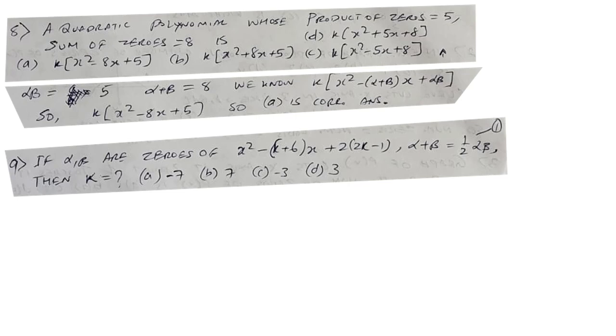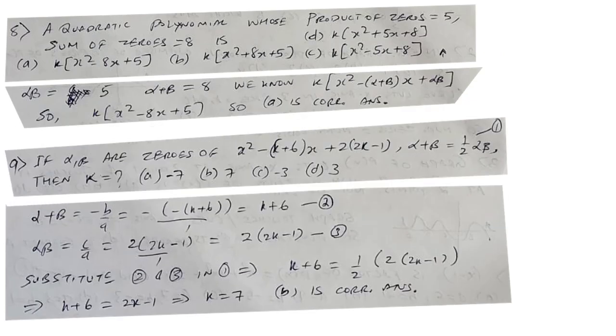If alpha and beta are zeros of x squared minus (k plus 6)x plus 2 into (2k minus 1), that is one fact. The second fact given is alpha plus beta is half of alpha beta. Okay, then k equal to what? See, we know that alpha plus beta is minus b by a. Okay, what is b in our case? It is minus (k plus 6). Okay, so substitute for b, and what is a in our case? It is 1. Okay, so minus of minus becomes plus. So alpha plus beta gives you k plus 6.